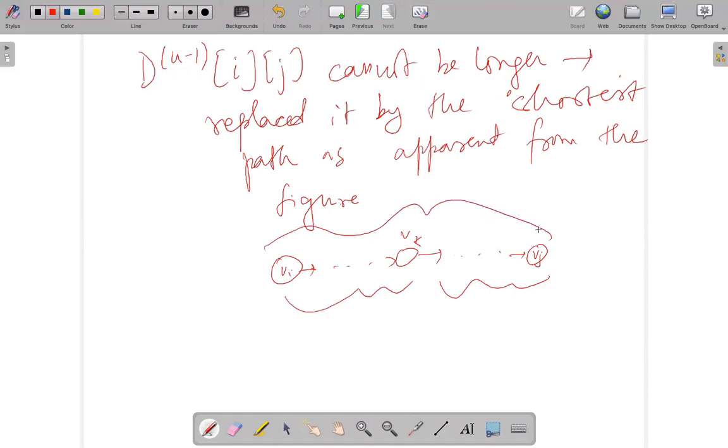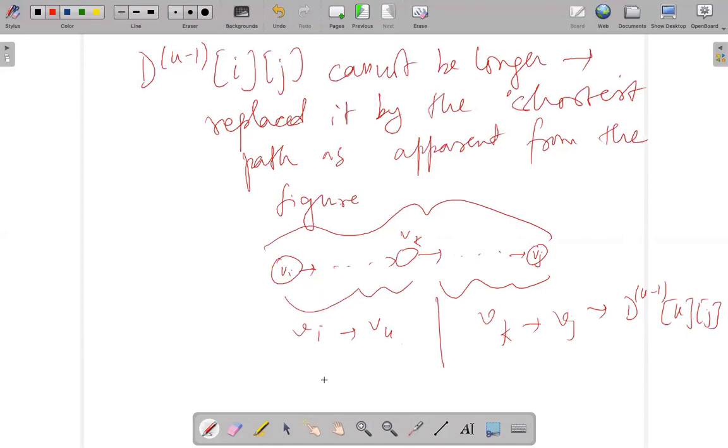So if this was longer, if d^(k-1)_ij was longer, then you could have always replaced it by the shortest path. So this is by our underlying assumption. The same thing holds for the other side. So we have shown it for vi to vk. The same set of arguments holds for vk to vj, so the length here is basically d^(k-1)_kj.